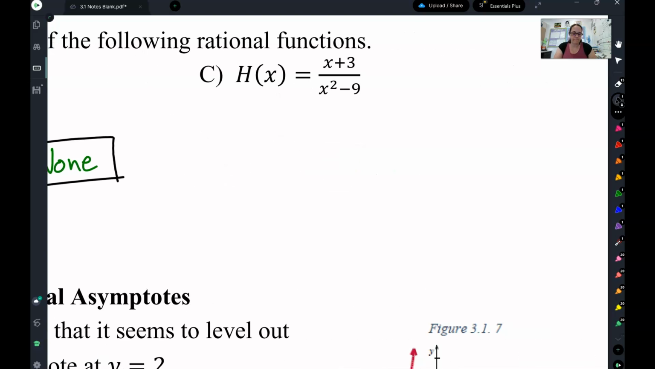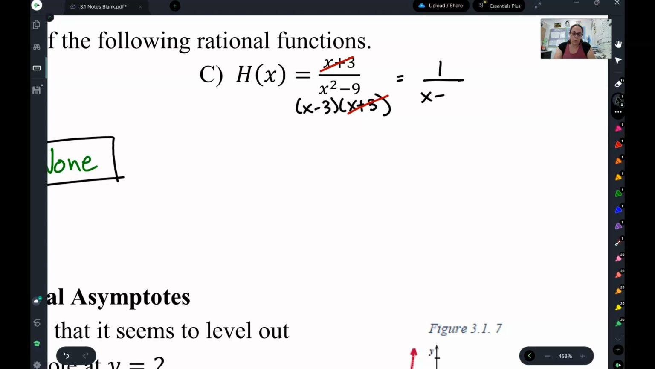Let's try C. Always got to reduce first. Factor everything and see if anything cancels. So let's factor the denominator, and hey, look at that. Notice that this time I have something that's canceling. I have an x plus 3 on top and an x plus 3 on bottom that cancels. So if I look at what's left, I'm left with a 1 on top and an x minus 3 on bottom. So I reduced first.